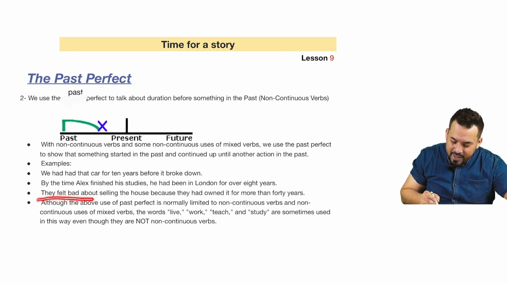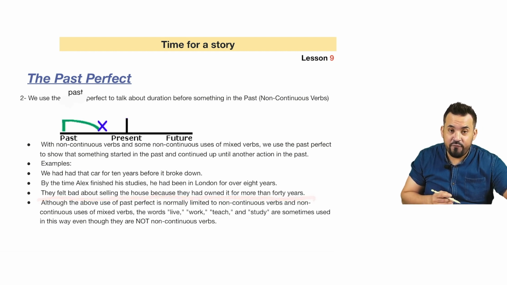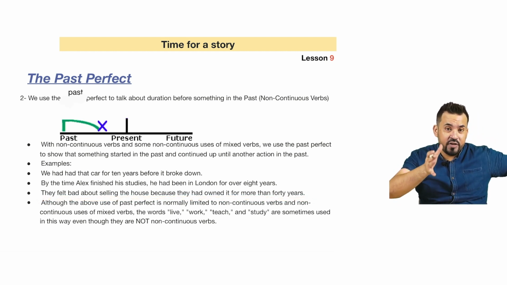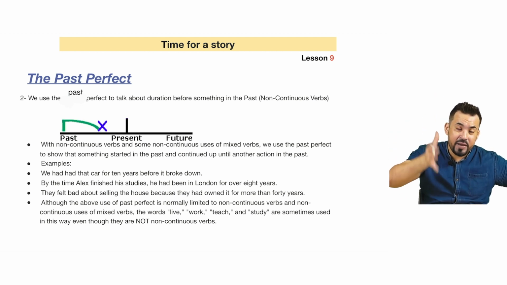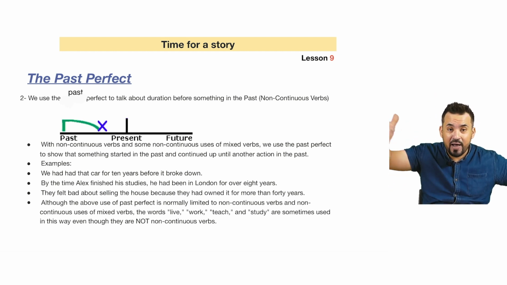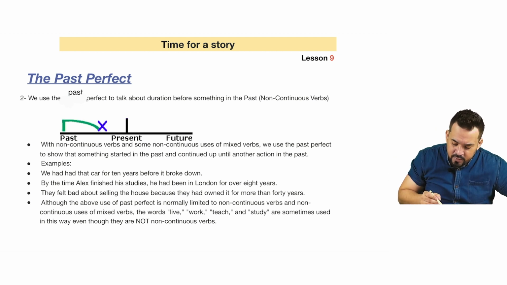They felt bad about selling the house because they had owned it for more than 40 years. So the duration here is 40 years. They had owned the house for 40 years. And then at the end of that period, the action happened and they sold the house. Let's take one more example.